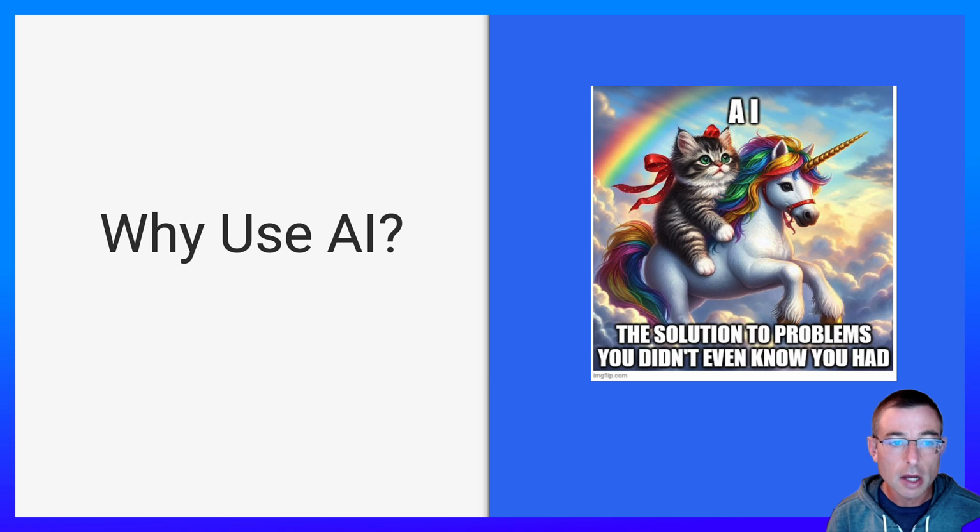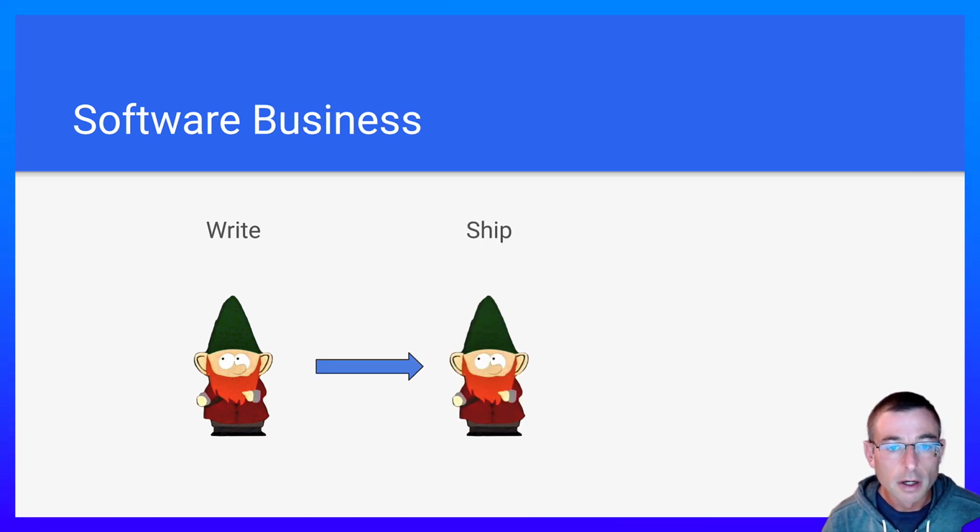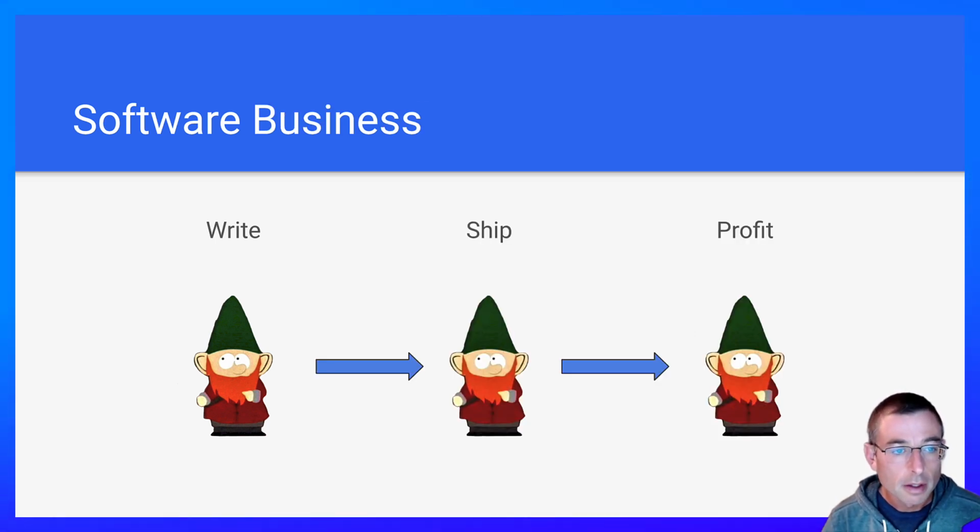So let's start by talking about why we should use AI. And I think it's easy to get caught up in all the hype these days with AI and think that, hey, we should just sprinkle some AI on whatever problems we have. So let's start by talking about what it means to be a software-enabled business. A software-enabled business is fairly simple. We write software, then we ship software, and then we make money.